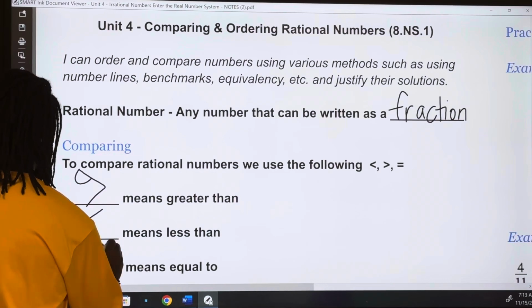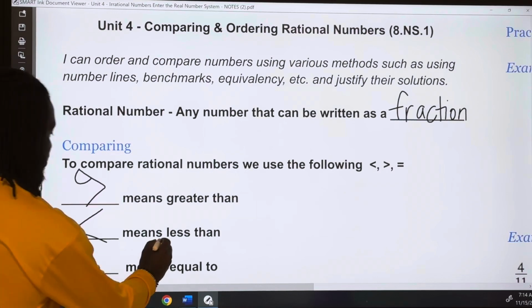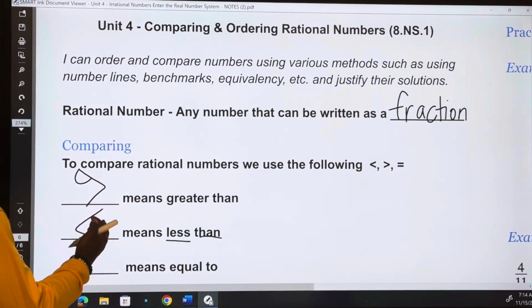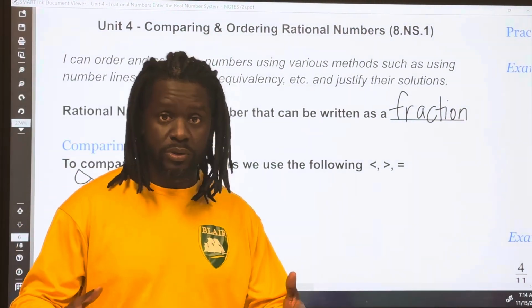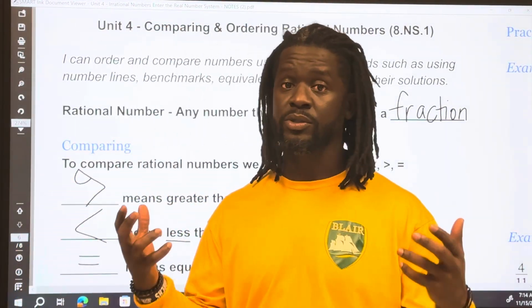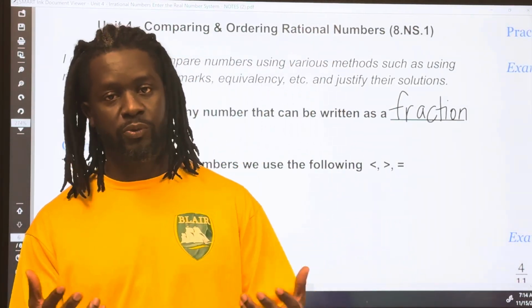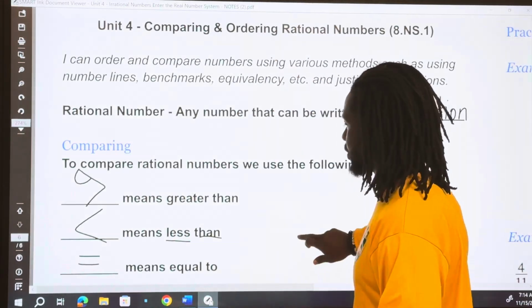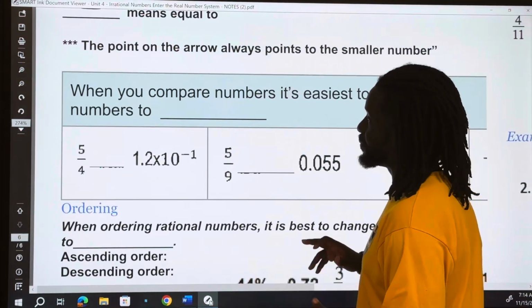The less than symbol, which is maybe the easier of the two because it makes an L, which stands for less than, right? So that is the less than symbol, and then of course equal to, all right? And so those are the symbols that we use to compare two rational numbers. So in this lesson, we're going to be comparing them, and also we're going to be putting them in order. So let's start with comparing, okay?